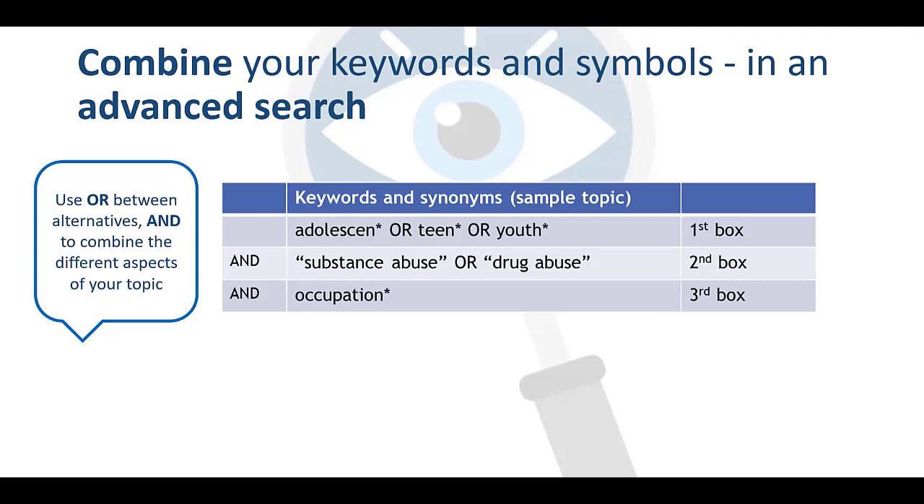And finally, when you're actually combining your different keywords, first of all, you need to put OR between the alternative words to make sure that they're searched as alternatives. And when you're actually combining the different aspects of your topic into one search, you use AND between those. Now this is an example of an advanced search in a database, and normally AND between the different rows of your search is the default.